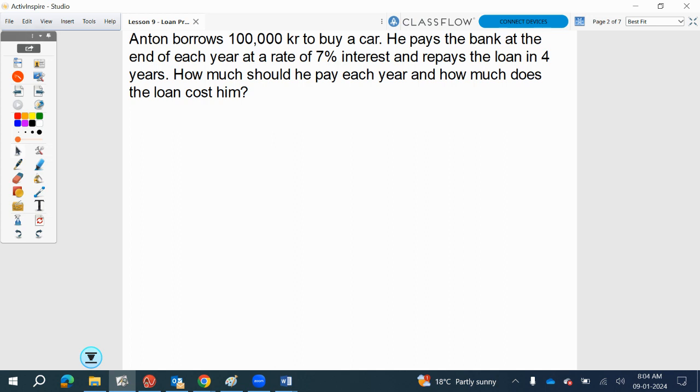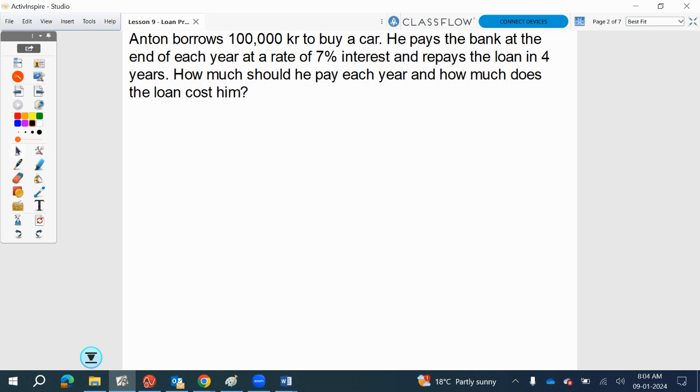Okay, so we're looking at loan problems today. Our first one is a fairly straightforward problem. Anton borrows 100,000 Swedish crowns for a car. He pays the bank at the end of every year at a rate of 7% interest. He pays the loan in 4 years. How much should he pay each year? And how much does the loan cost him?